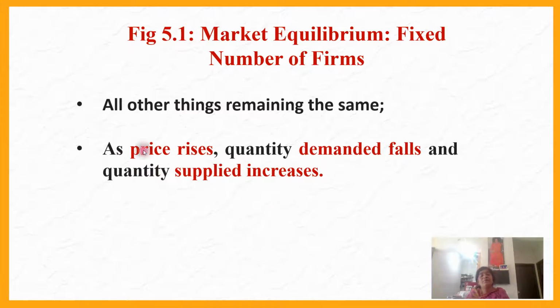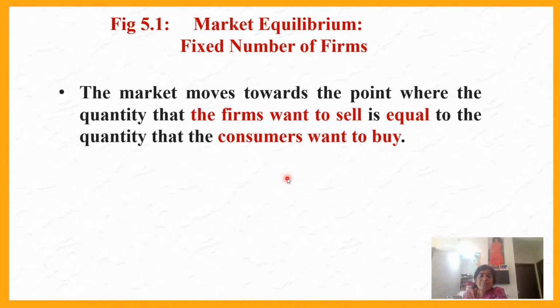And how it rises from P1 back to P star, and the quantity demanded falls from Q1 to Q1 dash, and supply increases from Q2 dash to Q2. I have explained this in my diagram, please refer back. And in that situation, what will happen in the market? The market moves towards the point where what the firms want to sell is equal to what the consumers want to buy. That means when the price goes back from P1 to P star, that is the equilibrium situation.